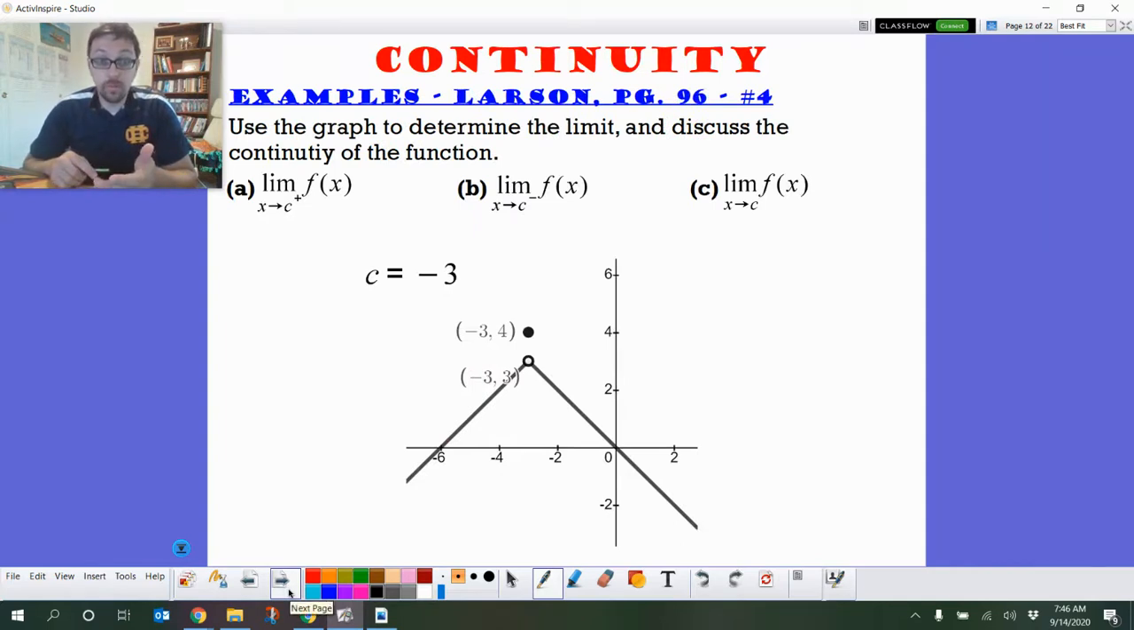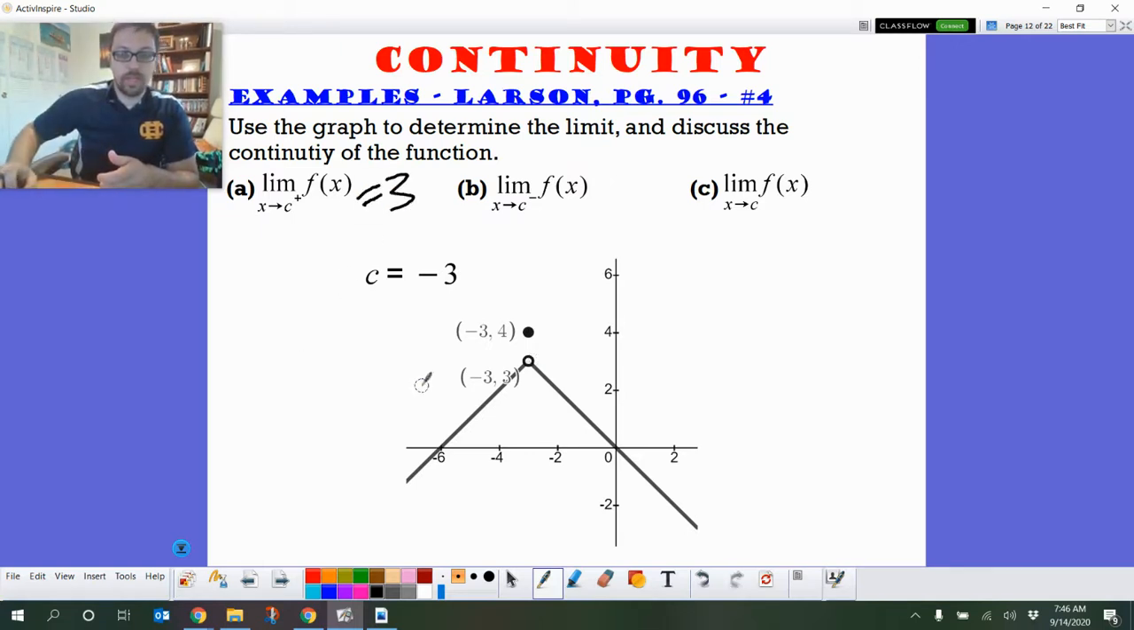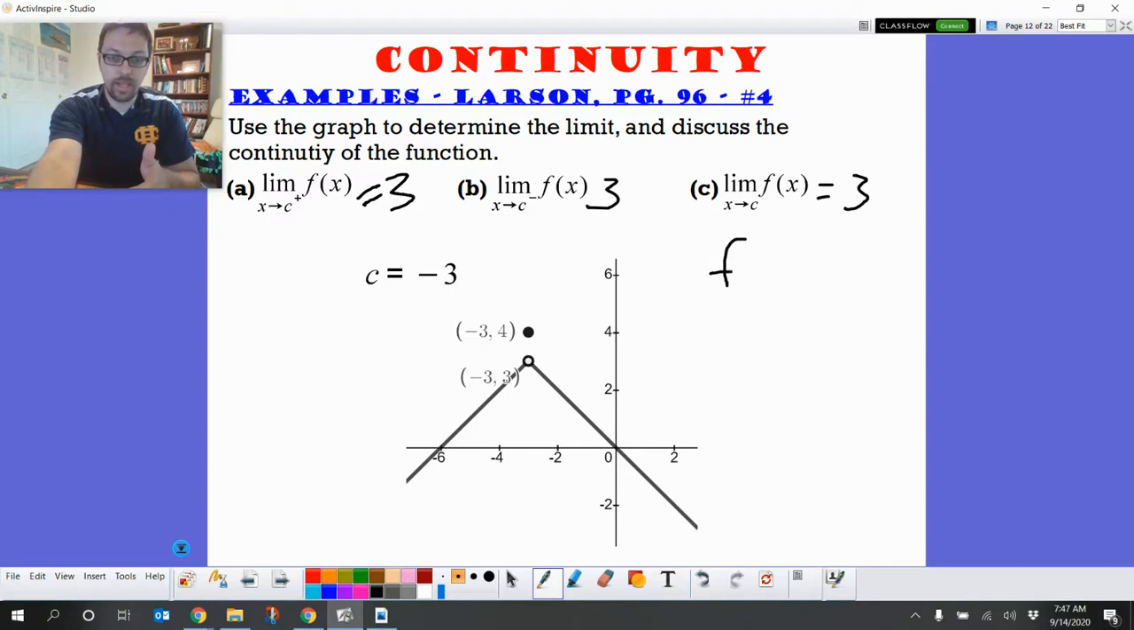Here's one of those removable discontinuities where it's making that quick jump. So sure, we don't have continuity here. As we're approaching -3 from our right-hand side, we're heading towards 3. As we're coming in from our opposite side, we're also heading towards 3. The limit as x approaches c of f of x is 3, but this limit is not equaling what f of -3 actually is. F of -3 is 4. Since those two things are not equal, that is discontinuous.